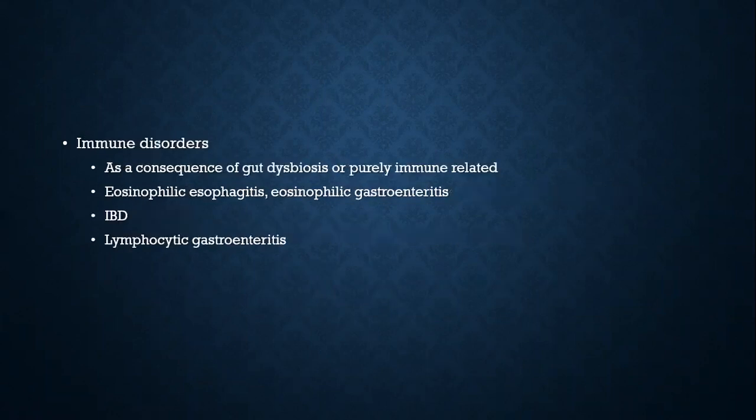So three things over. Now the fourth thing is dysbiosis and immune disorder. When the gut microbiome gets changed, it leads to abnormal immune response and diseases. Examples of this will be eosinophilic esophagitis, eosinophilic gastroenteritis, lymphocytic gastroenteritis, and the common inflammatory bowel disease, which we know, celiac disease and ulcerative colitis, comes under this category.